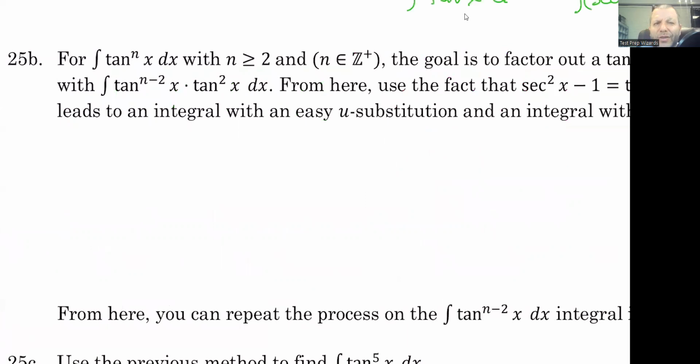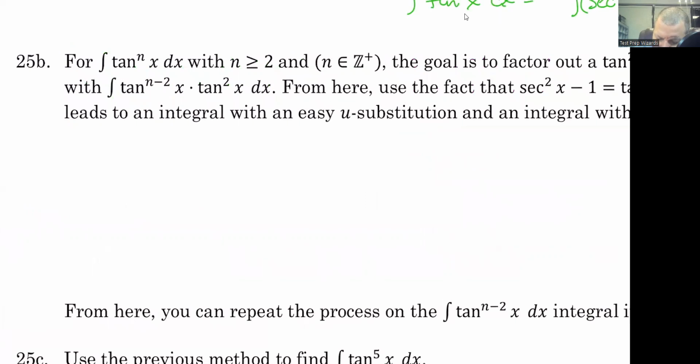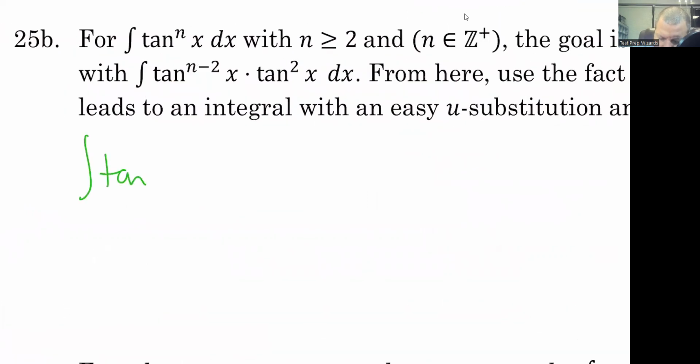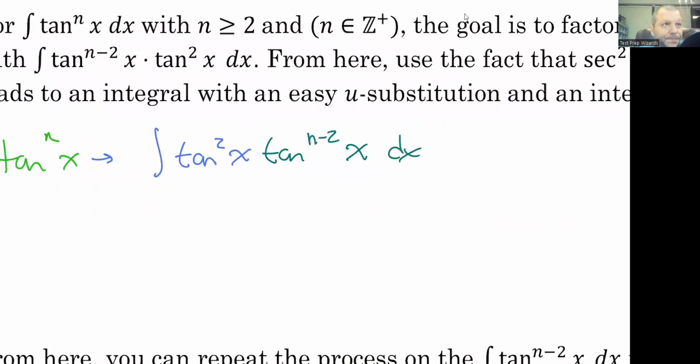But when we start getting tangent to the third, fourth, fifth, we can run into a bit of a problem. So let's look at tangent of x raised to the nth power. n is going to be greater than or equal to 2, because we just showed that we could take the antiderivative of tangent to the first and second powers. The idea here is we want to pull out a tangent squared. We take tangent to the n and write it as tangent squared of x times tangent to the n minus 2 of x dx.